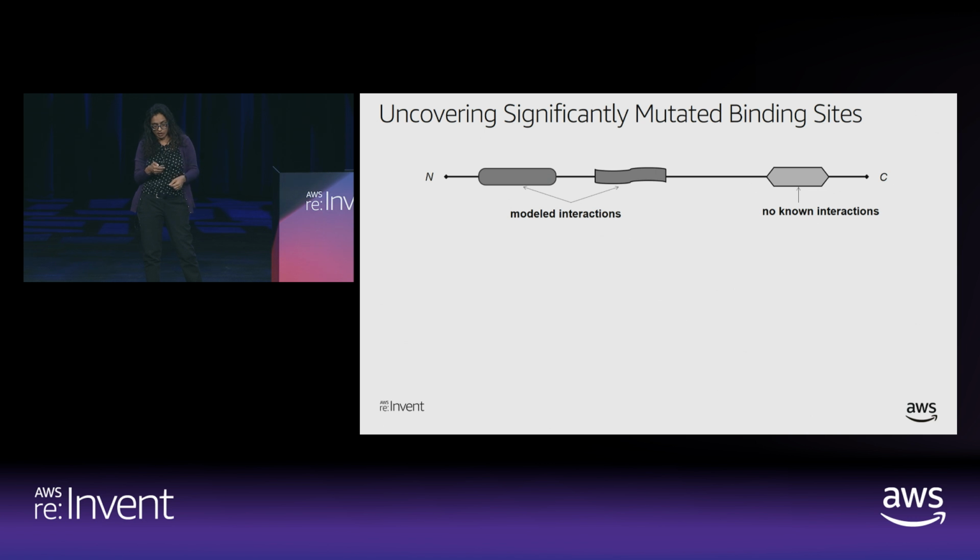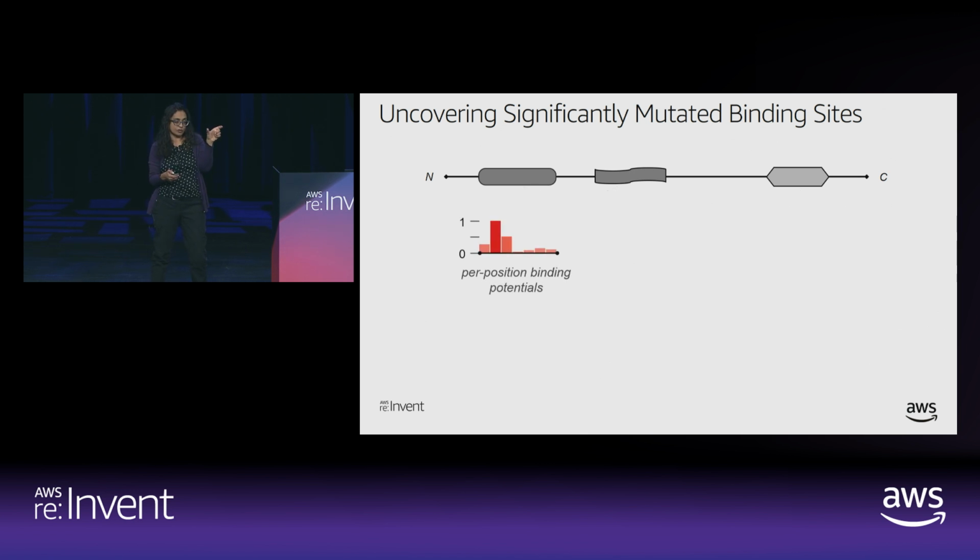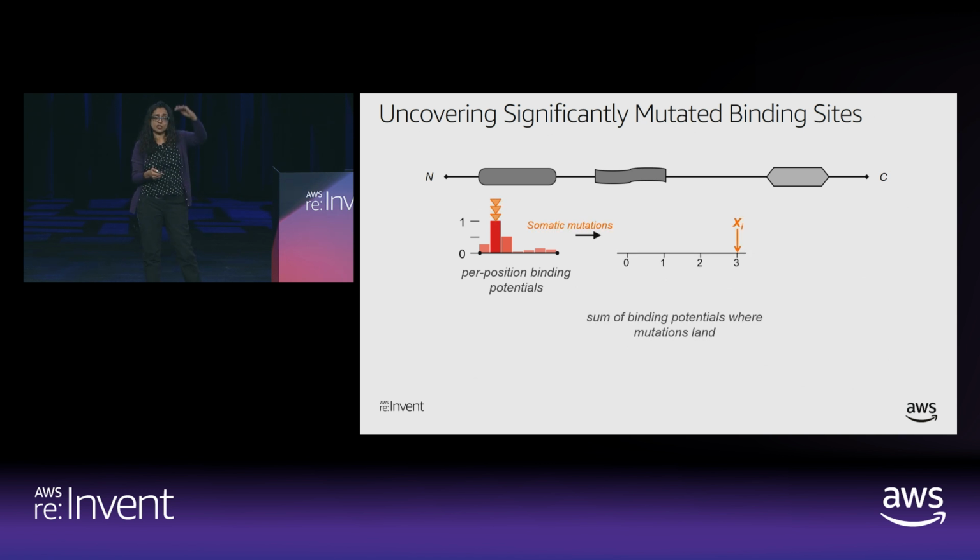So in this particular protein that I've drawn here, just as a line, we have 2 portions where we know something about which specific sites within them participate in interactions. Each of these, for each position within these ovals or gray regions, we have these 0 to 1 potentials. We're going to look across our cohort of individuals and their cancer genomes and see where their mutations fall. In this case, they fall in a position where this per position score is 1. And we're going to tally up a score that corresponds to the sum of these potentials. And in this case, we get 3.